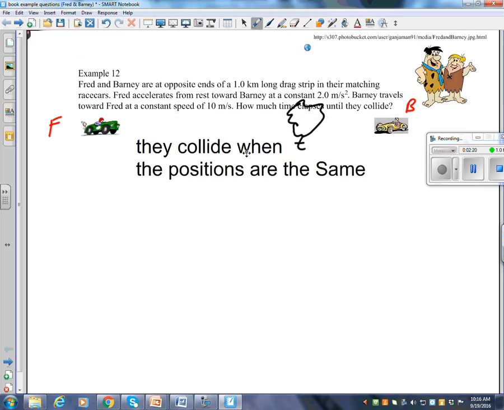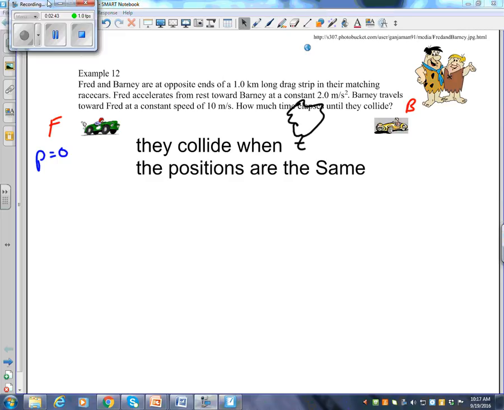Okay, now, what is Fred's position at the start, at the beginning of the scenario? His position is 0. P equals 0. What's Barney's position? 1,000, right you are. Opposite ends of a 1 kilometer long drag strip, so let me just move this up here.